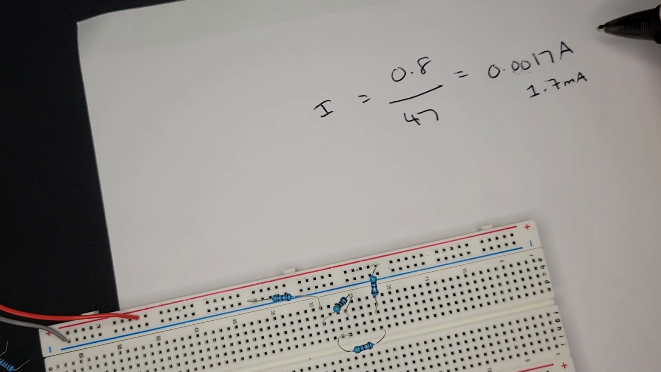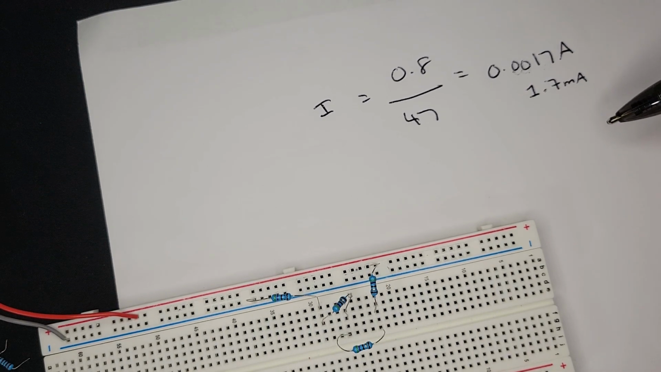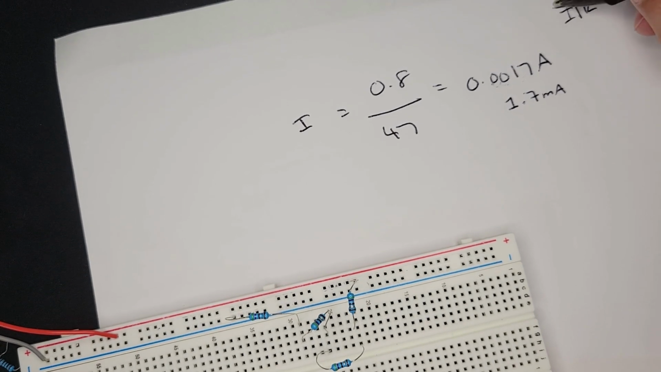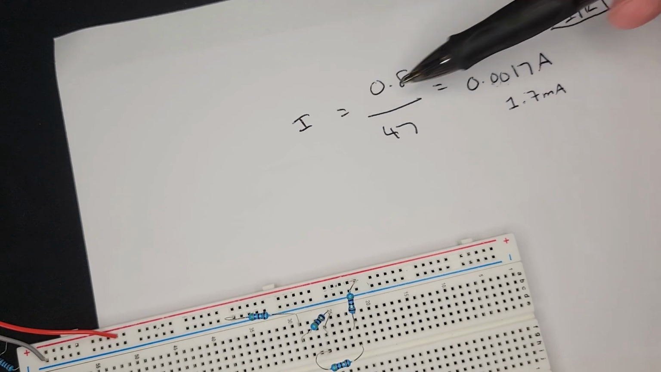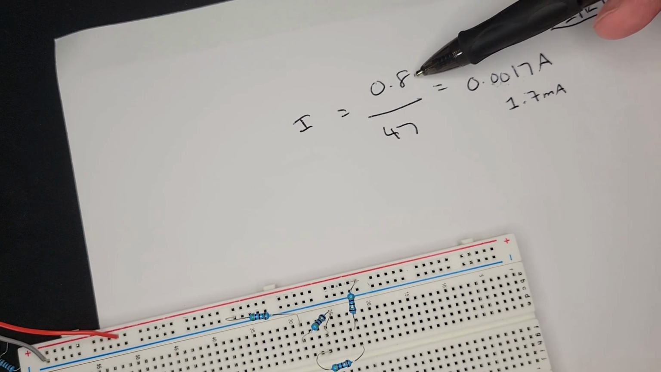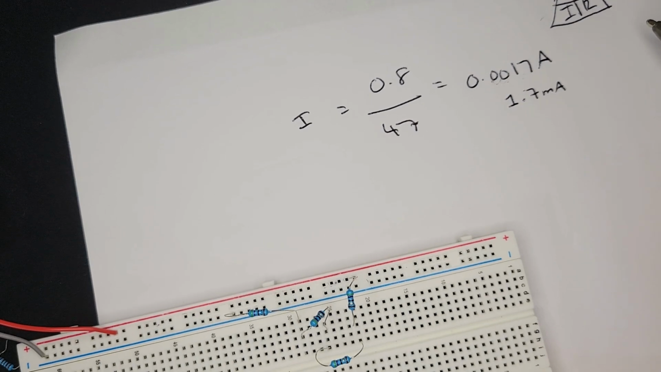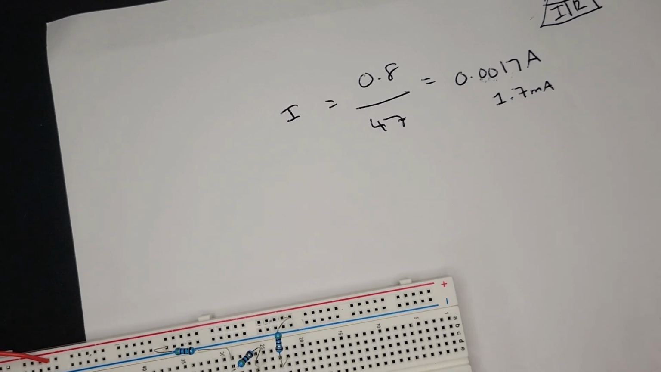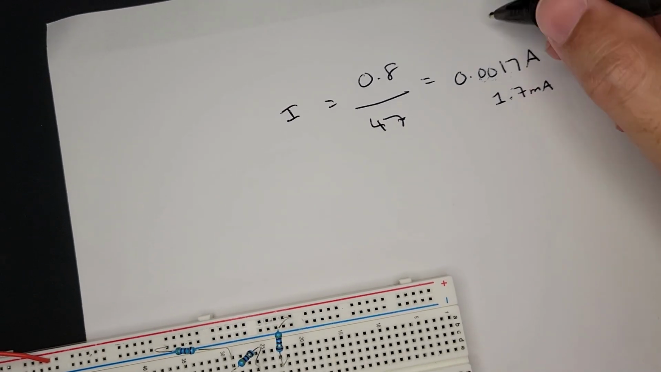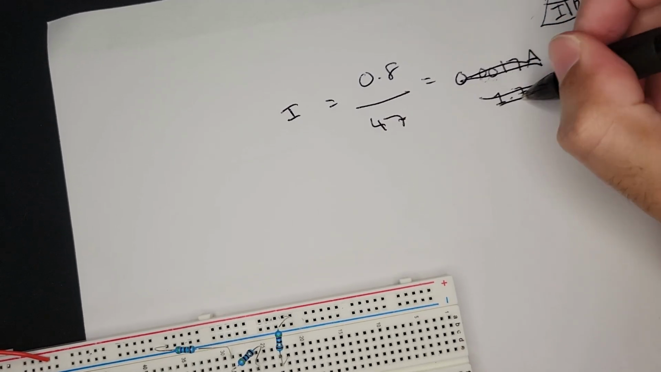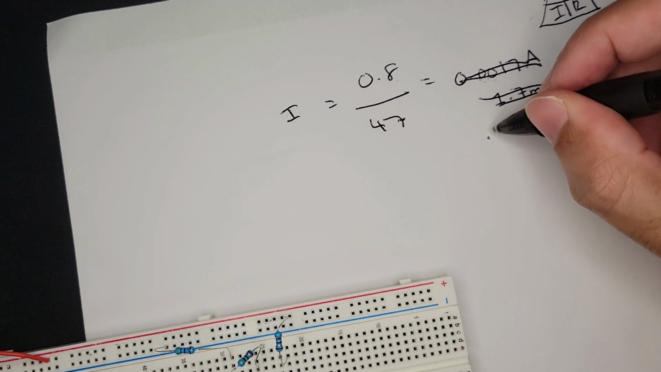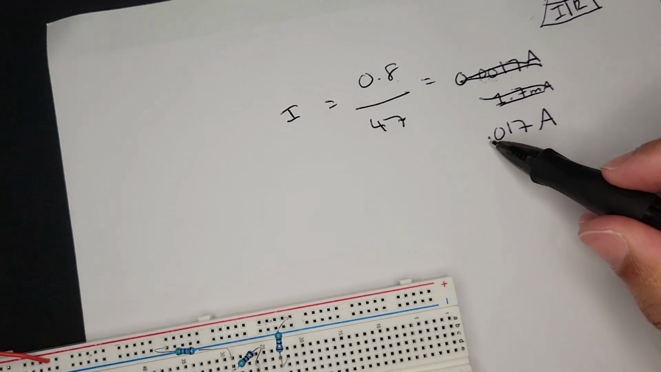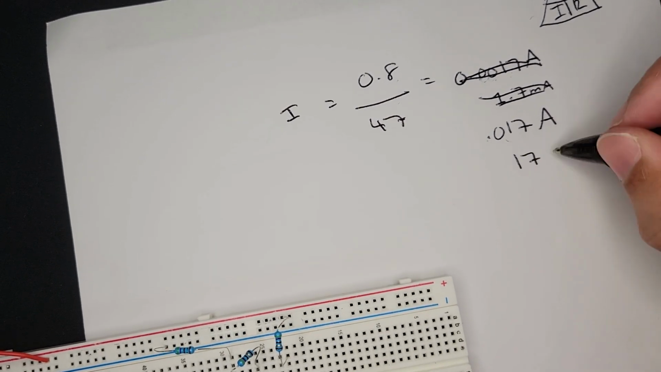I thought we were trying to get to 20 milliamps. I feel like I failed somehow. It is V over R. So we want to get current, V over R. So 0.8 volts. I think I did the math wrong. Oh, I typed in 0.08. Sorry. Okay, so 0.8 divided by 47 is actually 0.017. And if we multiply this by 1,000, we get 17 milliamps.